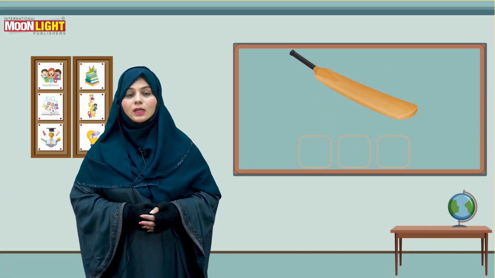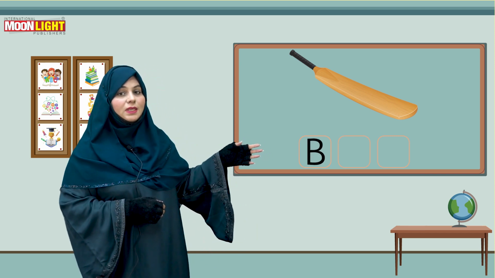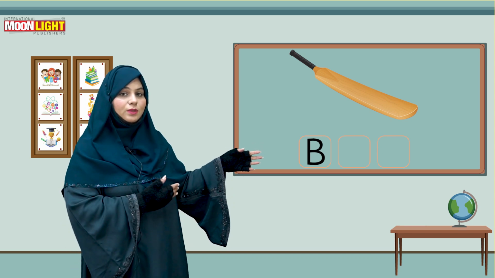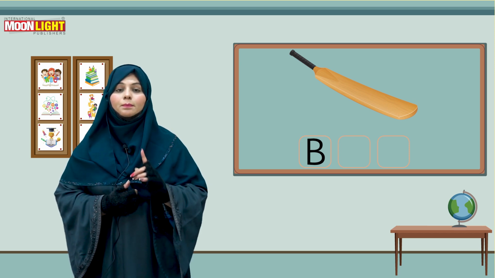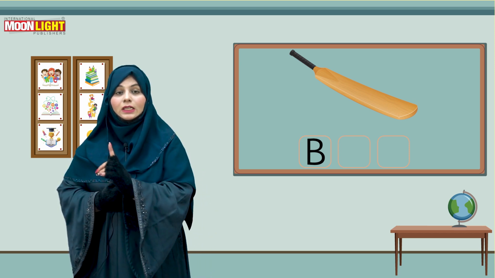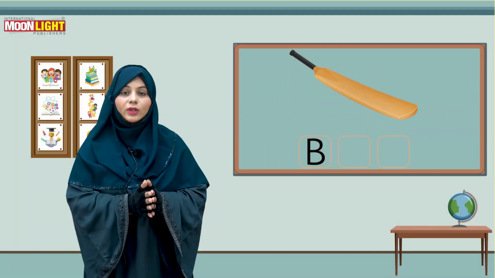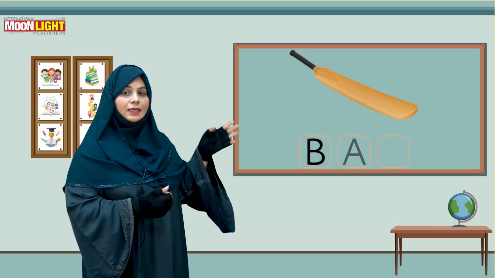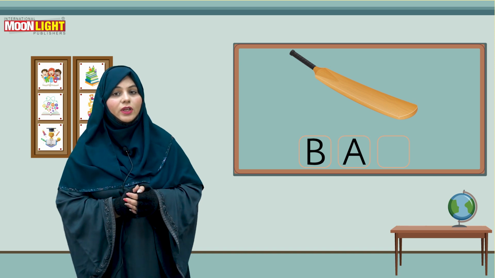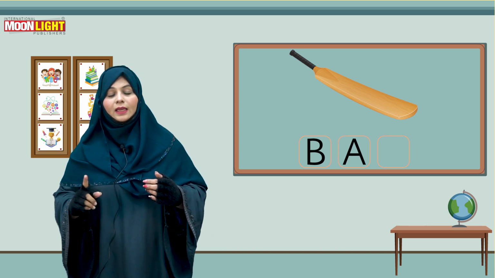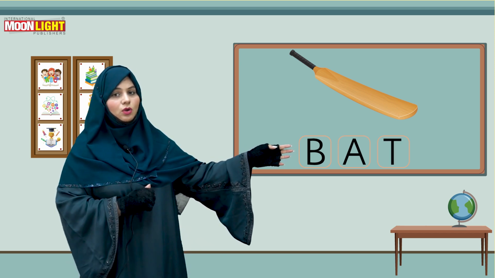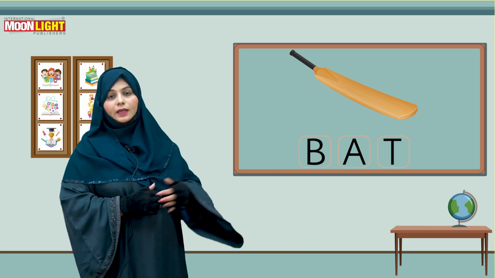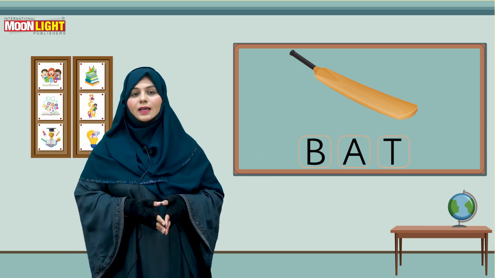The next picture is bat. Focus on my first sound. B. Bat. So write B. B says B. Write B in the first block. And the second sound is A. Bat. A sound is A. So write A in the second block. And the last sound is T. Bat. Write T over here in the last block. Bat.